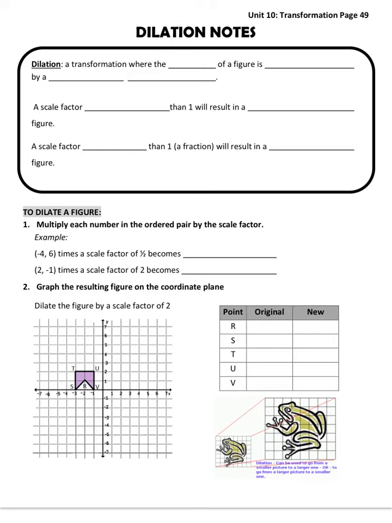If you've ever gone to the eye doctor, there's a good chance that you've had your pupils dilated. That means that they make your pupils bigger to check your eyes. So with transformations, a dilation makes a figure larger or smaller. The size of a figure is changed by a scale factor.